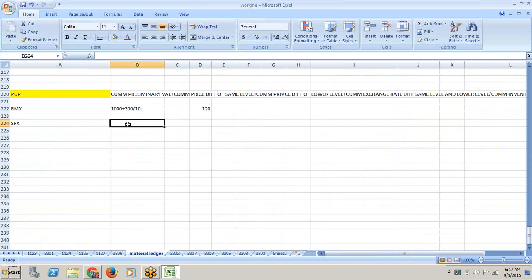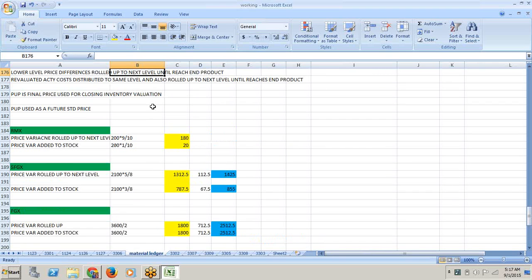Cumulative price differences. First one is price variance. Preliminary valuation 4,800 plus 2,100 is the price variance in the same level. Plus we are having price variance from the lower level also. What is the lower level price variance? Lower level price variance is nothing but this raw material X. So this raw material X price variance also will be carried to this semi-finished product. How much will it be carried?